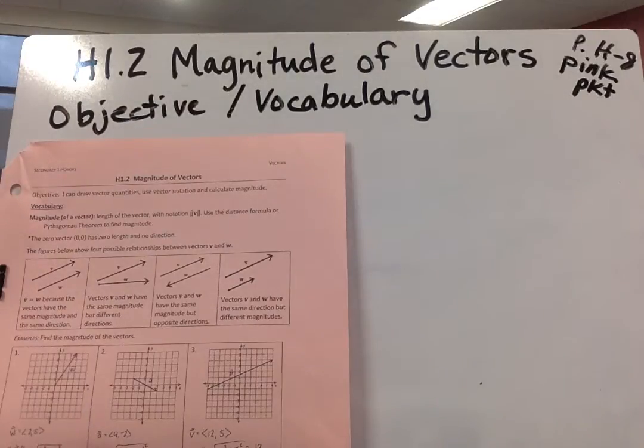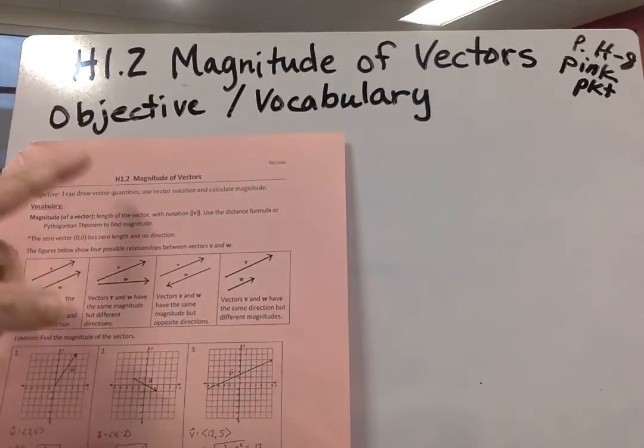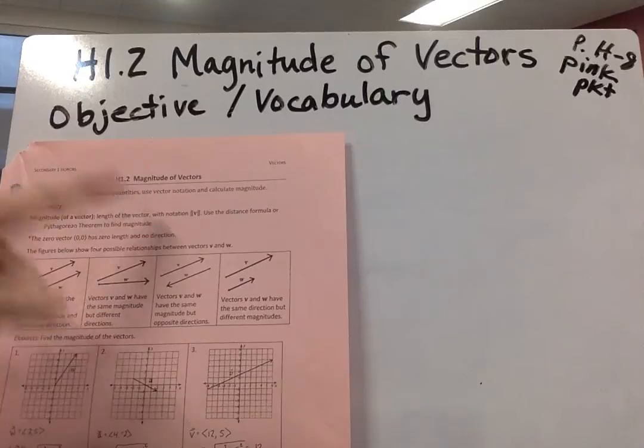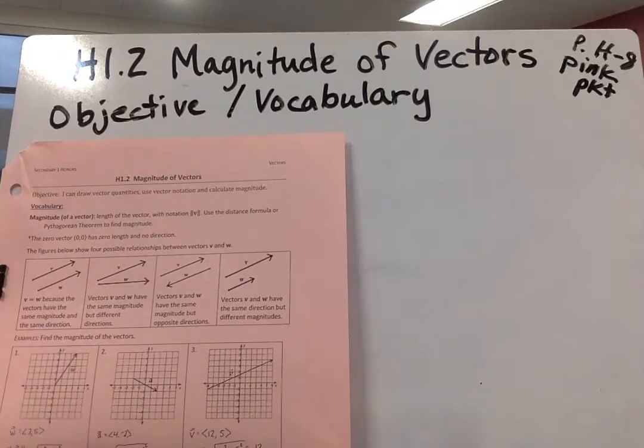Hello students. Today we will be working on H1.2, the magnitude of vectors. This is on page 8 in your pink, or page H8 in your pink packet. Our objective: I can draw vector quantities, use vector notation, and calculate magnitude.